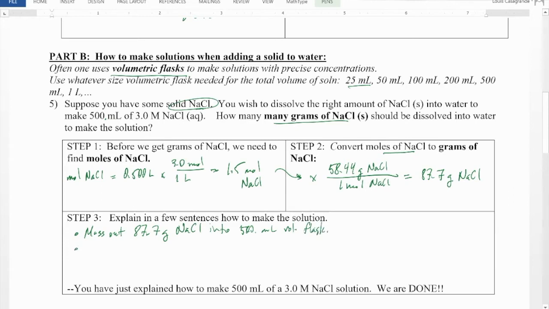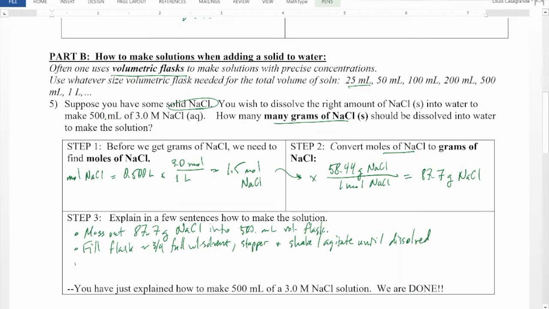Okay, next part is you're going to fill the flask about 3/4 full. Now that's 3/4 of the way up to the shoulder. Don't go up into the neck yet. 3/4 of the way full with your solvent. In this case, it is water. You're going to stopper it. You don't want anything splashing out. And shake, agitate, until your solute is all dissolved.